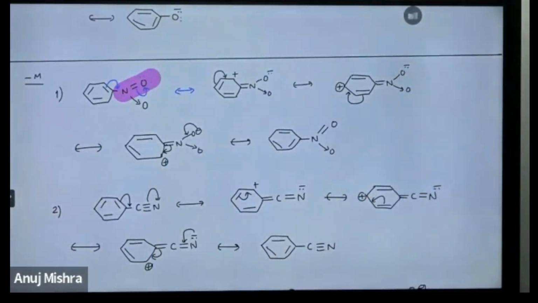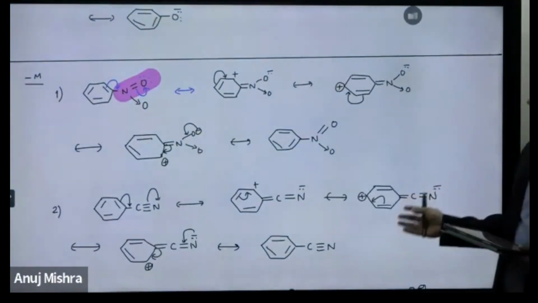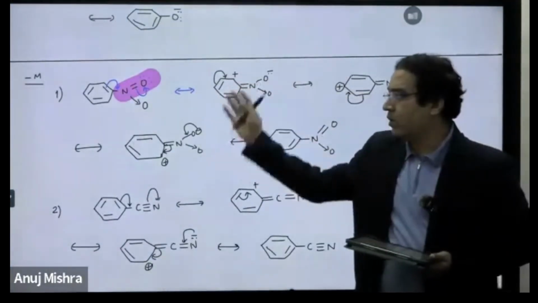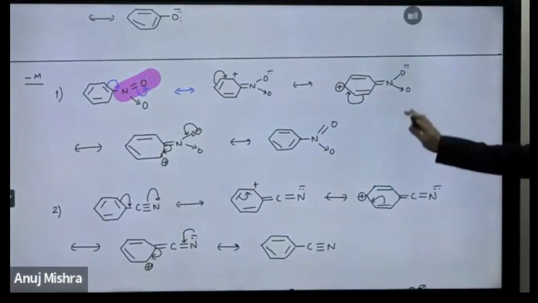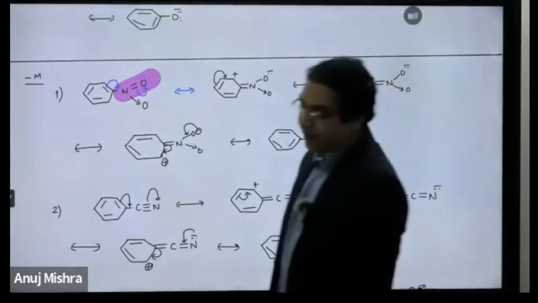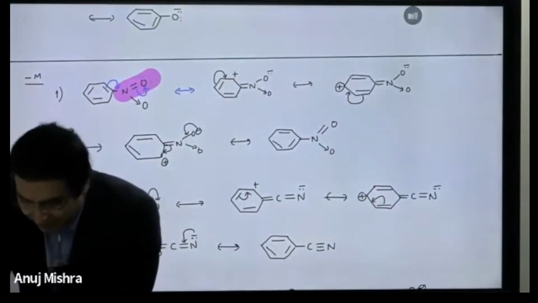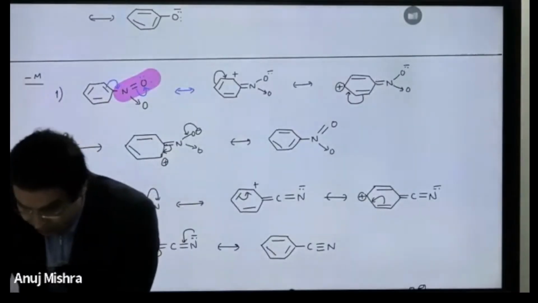Minus and plus I is rare. Plus and minus I, we have a lot of examples. Please draw one of these at least. Just draw maybe NO2. Don't look at here. Do it yourself and then check. Just for practice. I know you know this, but just for practice.